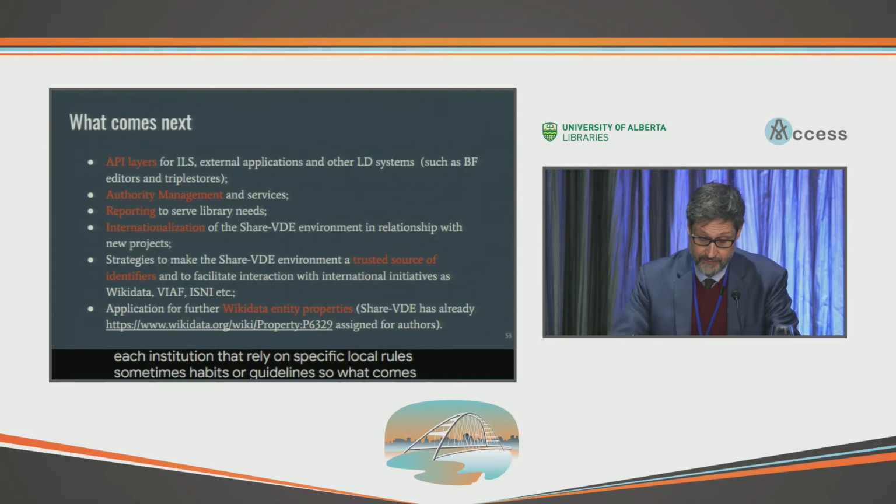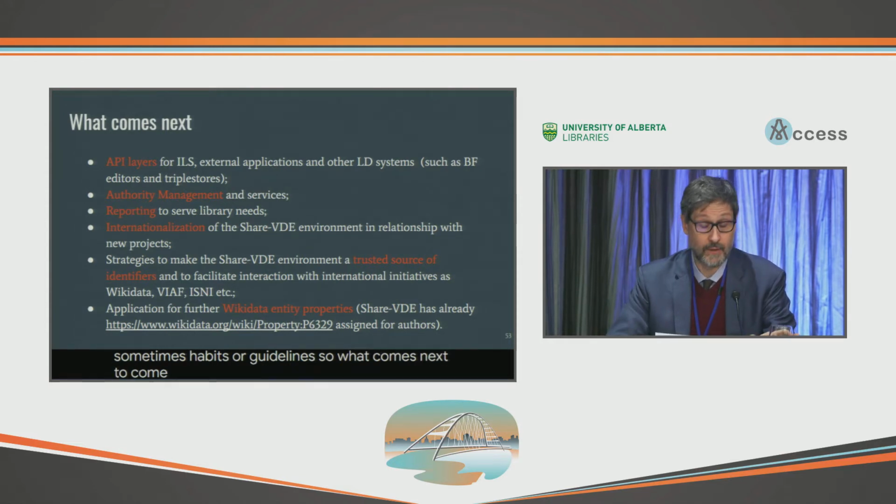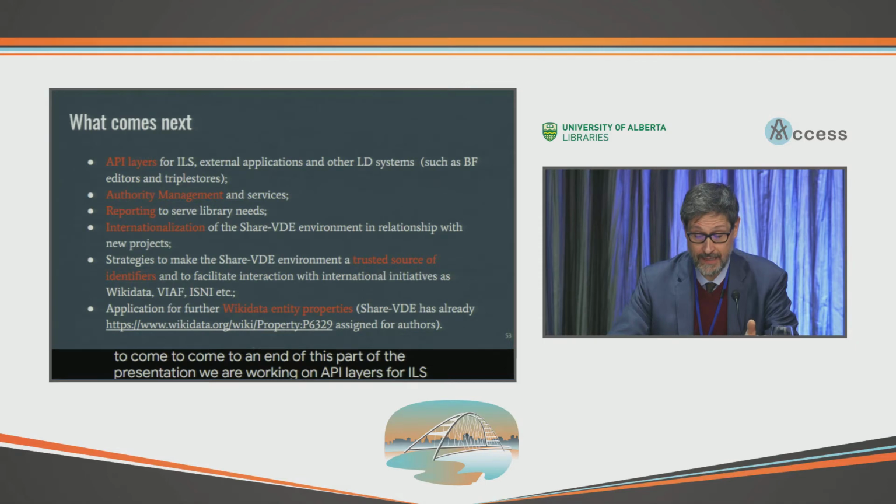So what comes next, to come to an end of this part of the presentation? We are working on API layers for ILS, external applications, and other linked data systems. Authority management and services extensions will be developed. Reporting tools to serve library needs.